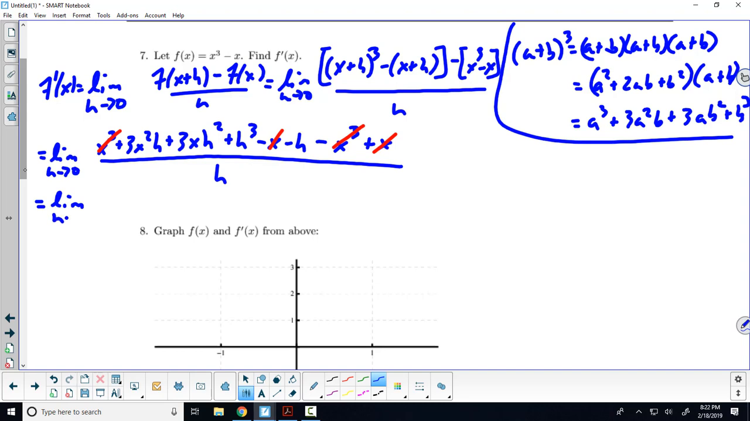This gives us the limit as h approaches 0 of h times (3x squared plus 3xh plus h squared minus 1) over h. I'm going to go ahead and factor out the h and cancel it in one step. So I factor out an h and cancel it with the h in the denominator. And so we end up with 3x squared minus 1 when we let h go to 0.